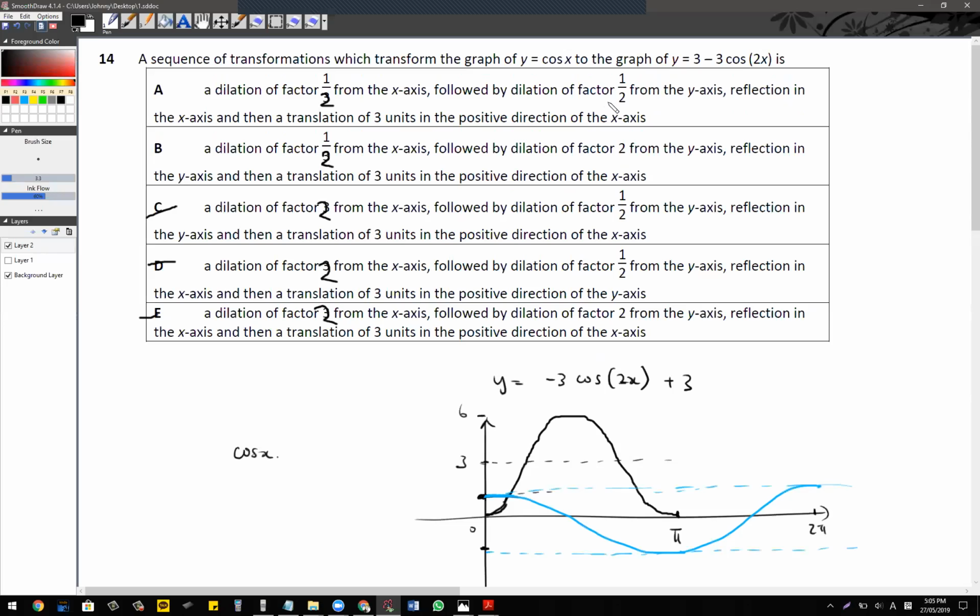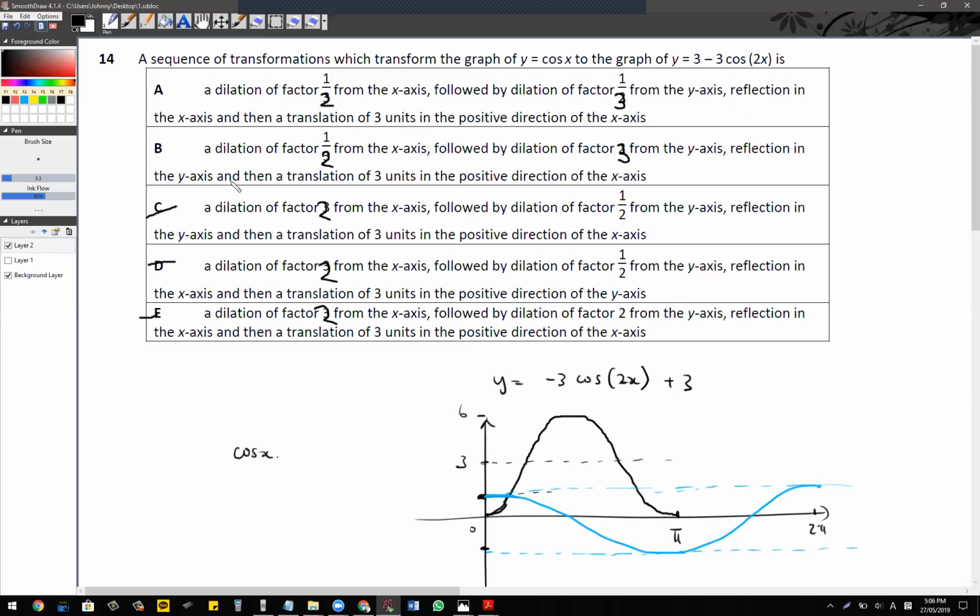Followed by dilation of factor of 1/2. Or they switch these two around. This is a 3 here, 3 here. But that's the amplitude, right? Yeah. So I think it's a dilation by factor of 3 or 1 on 3. 1 on 3 means it gets smaller. 3 means it gets larger. So just 3, right? Yeah. And reflection in the y-axis.